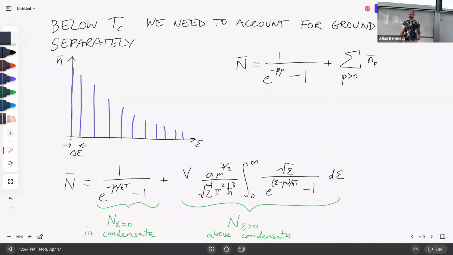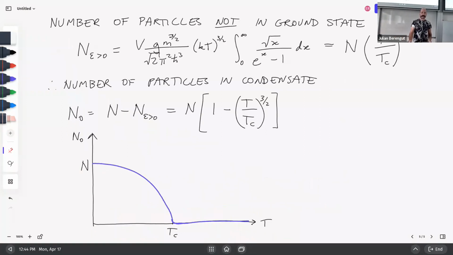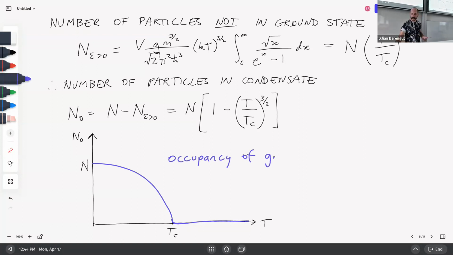Otherwise, it's a count. What this has shown me is that below some critical temperature, I get this occupancy in just the ground state, N naught. So this is the occupancy of the ground state. At zero temperature, all of the particles are in the ground state. But if I'm below T_C, they're already starting to fill up that ground state significantly.